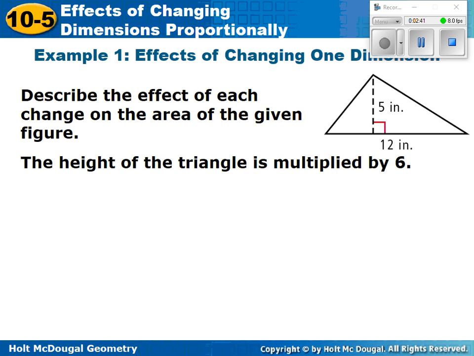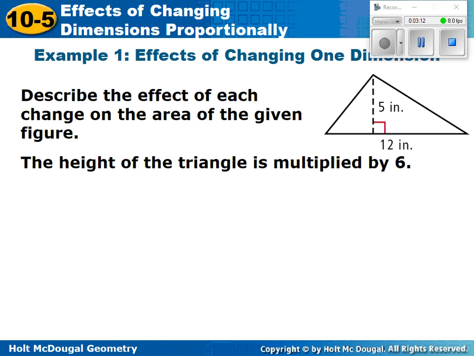So you're going to describe to me what happens to the area if the height of the triangle is multiplied by 6. So first I'm going to show you the shortcut way on the board, and then I'm going to work it the long way over here on the smartboard. So what is the formula, since we're talking about area? What's the formula for area of a triangle? Area equals 1/2 base times height. Okay, what is the change that we're going to make to this figure? What does it say we're going to change? We're going to multiply the height by 6.